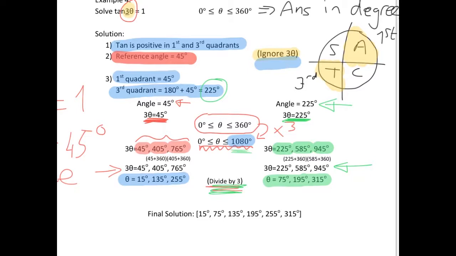So the last thing we need to do is put all 3 of these answers together and say that our final solution for the values of theta are these 6 values here.